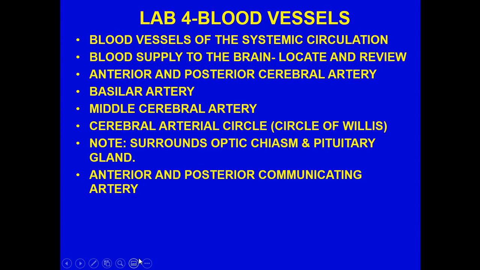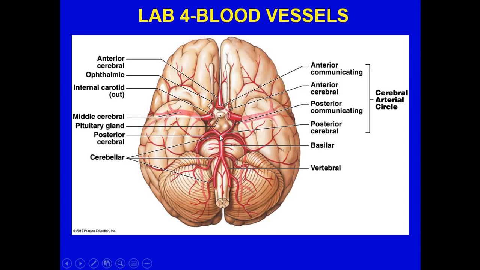Now, when we talk about the cerebral arteries, we're going to be talking now about the circulation to the brain. Anterior, posterior cerebral artery, basilar artery, middle cerebral artery, and there is a cerebral arterial circle called the circle of Willis. This also surrounds the optic chiasm and pituitary gland. And then we have the anterior and posterior communicating artery. So here is the circle of Willis, okay?